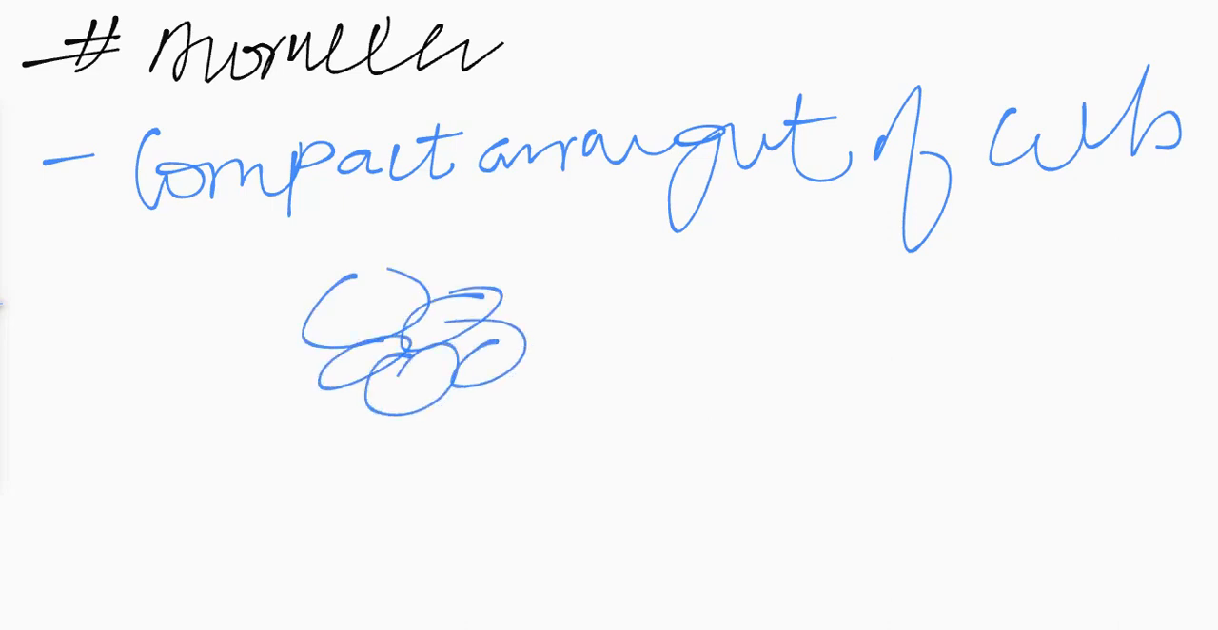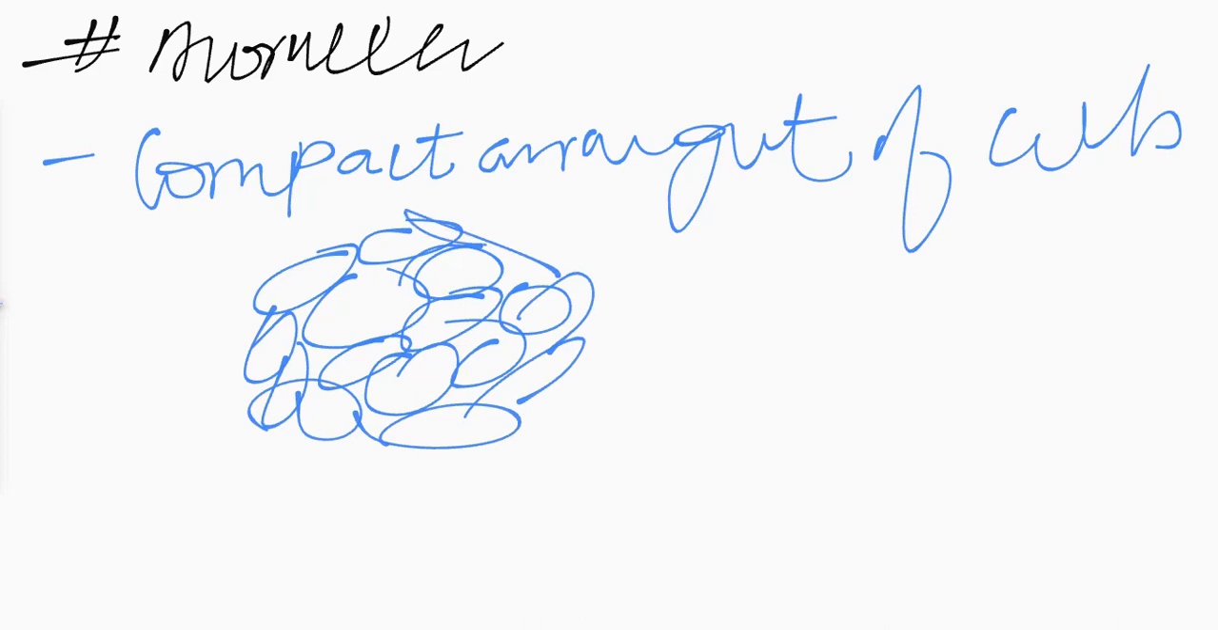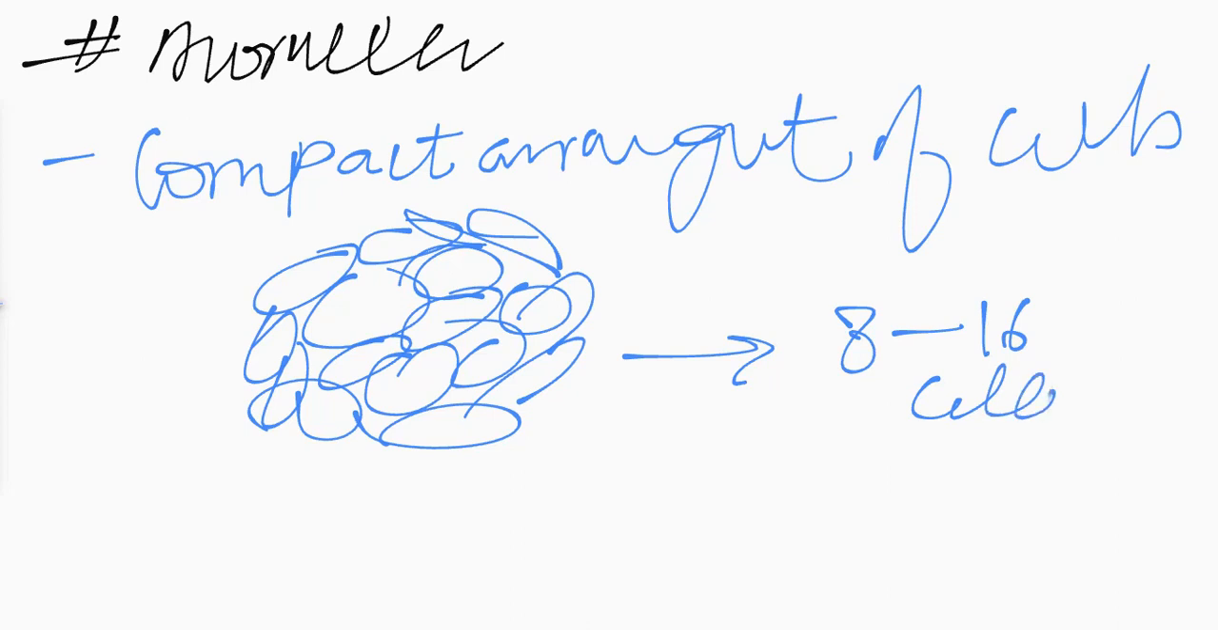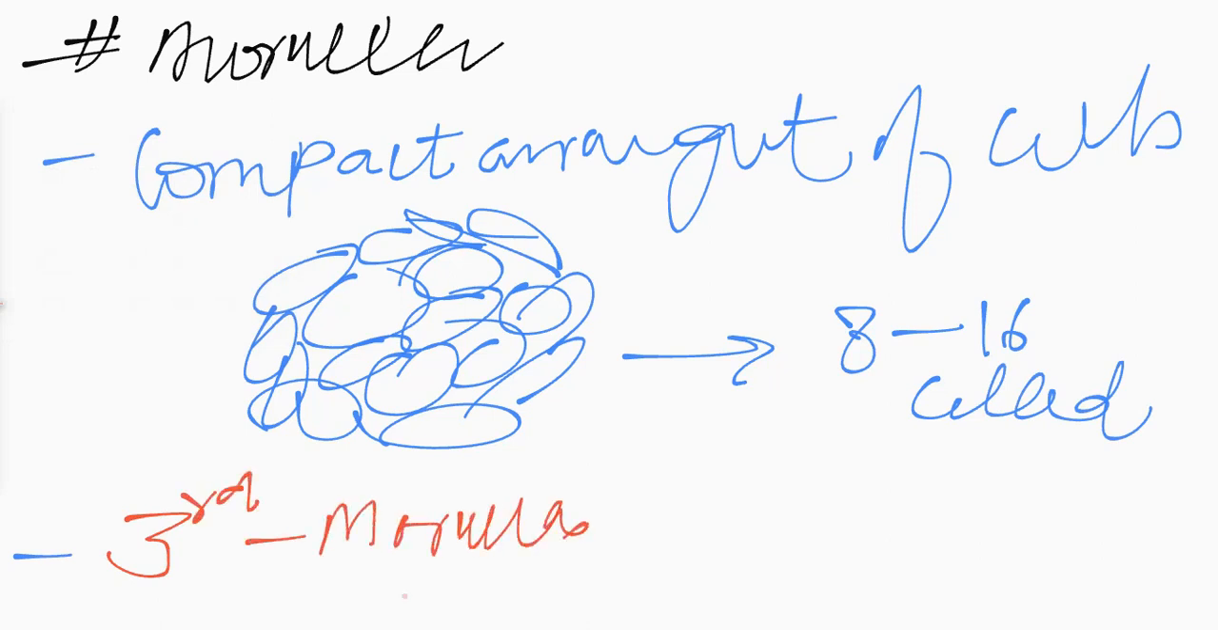This structure is called as a morula, that is 8 to 16 cell stage. Solid ball-like structure. After successive cleavage on the third day of the fertilization, morula structure is formed. मतलब कि जैसे कि फर्टिलाइजेशन हुआ उसके थर्ड डे पे मोरुला स्ट्रक्चर बनेगी. थर्ड डे ऑफ फर्टिलाइजेशन पे मोरुला स्ट्रक्चर बनेगी. ओके.